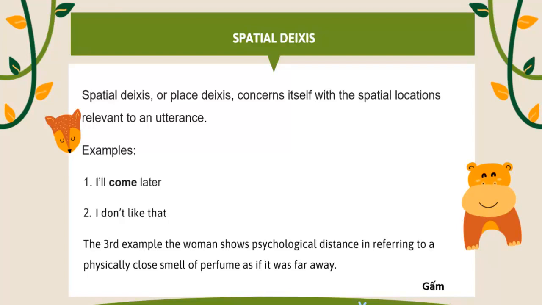The second example, I don't like that. Now, the situation in this case is that two friends come into a shop and they smell the perfume from the man near them, and the girl just whispers to her friend, I don't like that. In this example, the woman shows psychological distance in referring to a physically close smell of the perfume as if it was far away.